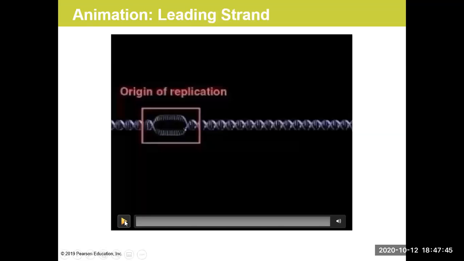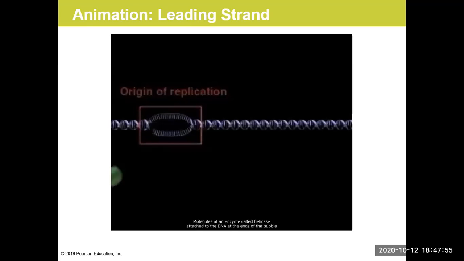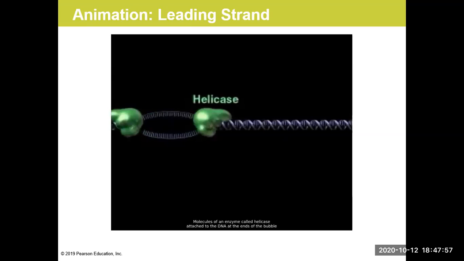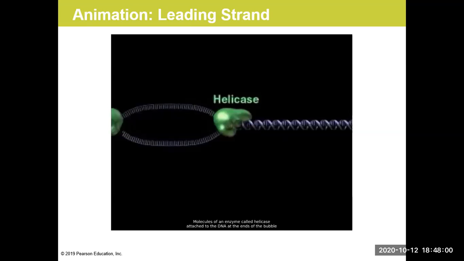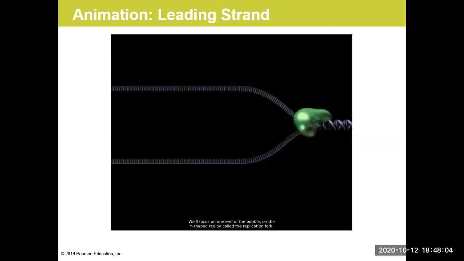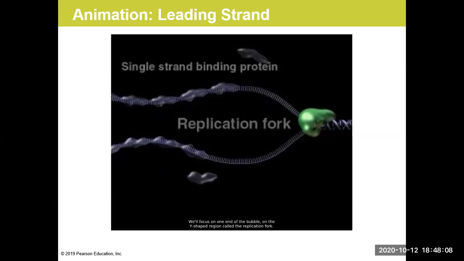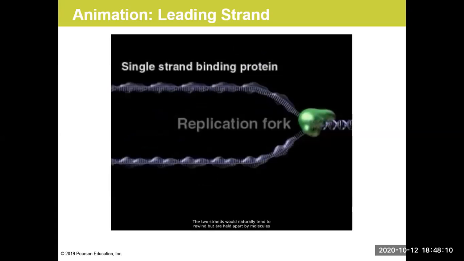Let's now look at the process of DNA replication more closely, starting at an origin of replication. The DNA opens up there to form a small bubble. Molecules of an enzyme called helicase attach to the DNA at the ends of the bubble and continue the unwinding of the double helix. We'll focus on one end of the bubble, on the Y-shaped region called a replication fork. The 2 strands would naturally tend to rewind, but are held apart by molecules of a single-strand binding protein.